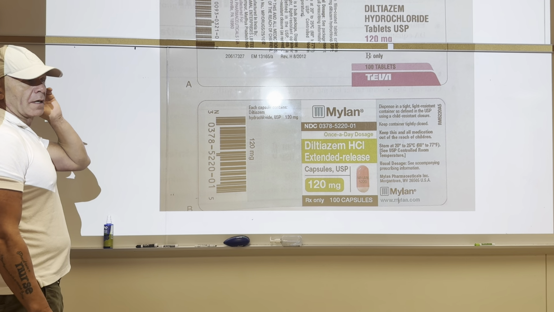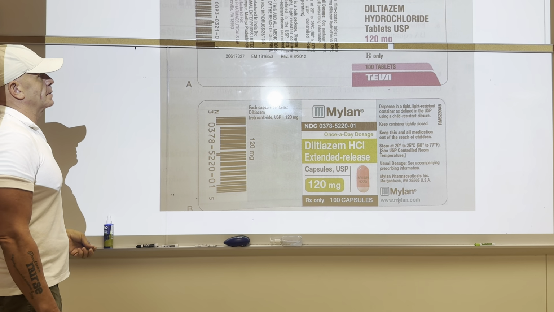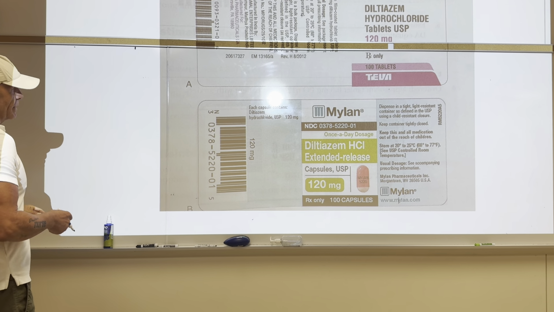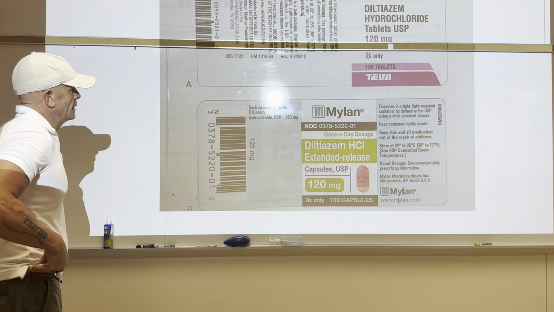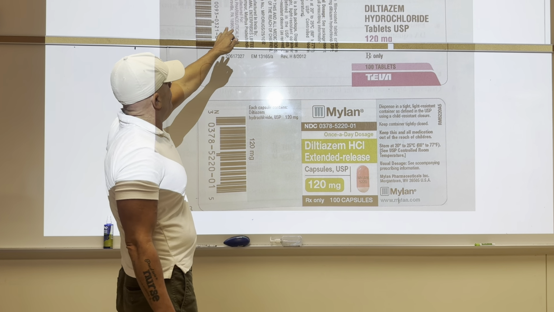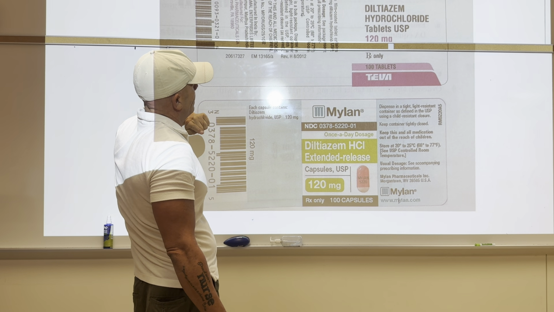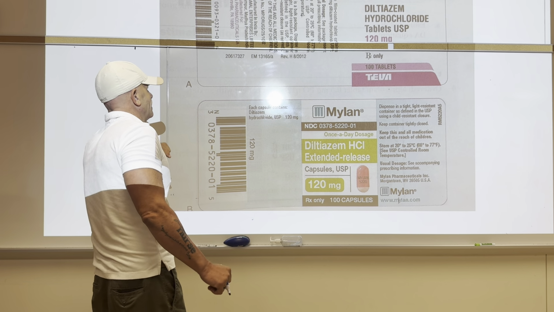Okay, all right, guys. So this is where we stopped on the labels the other day. We're at the label for diltiazem. It says diltiazem HCl tablets, 0.12 grams PO TID for a patient with stable angina.